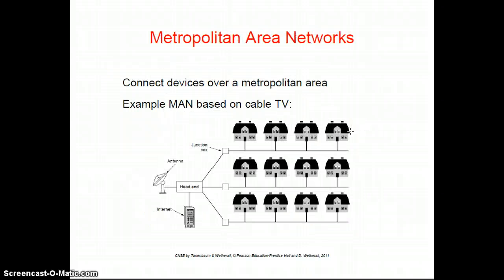Then we move to the metropolitan area network. It connects devices over a metropolitan area, for example, a MAN based on cable TV. The cable TV spreads through a city, so it is a little between the local area network and the wide area network. We call this an intercity network.